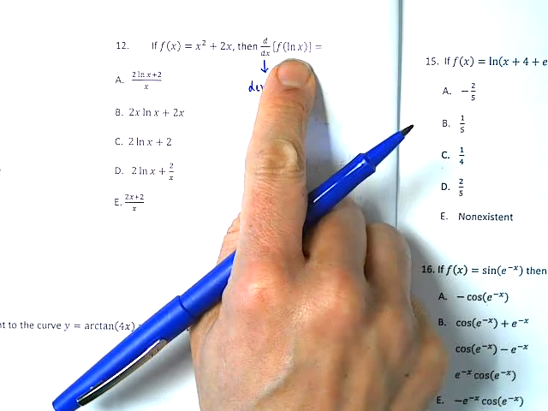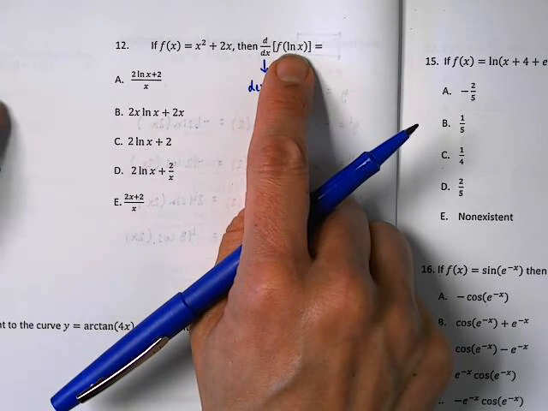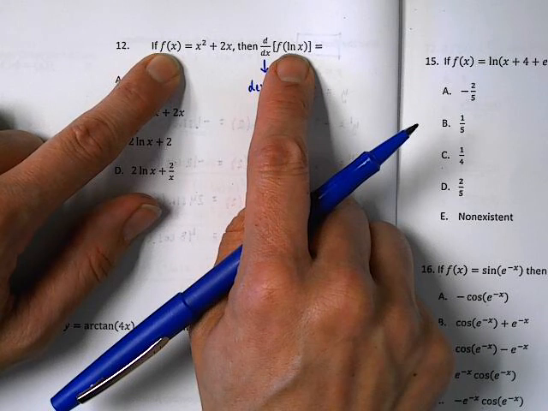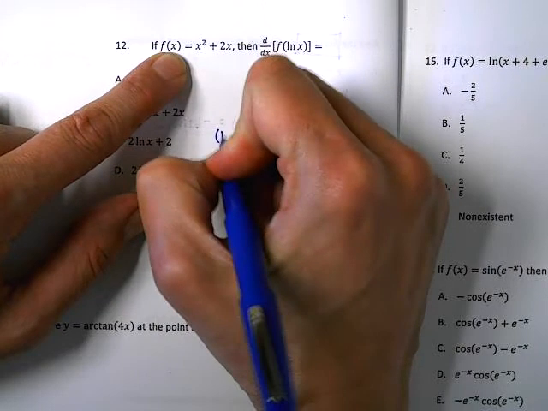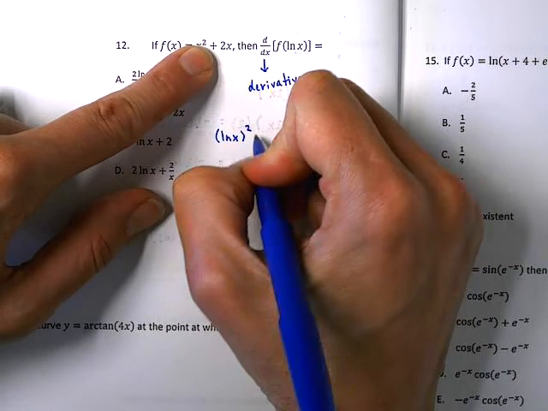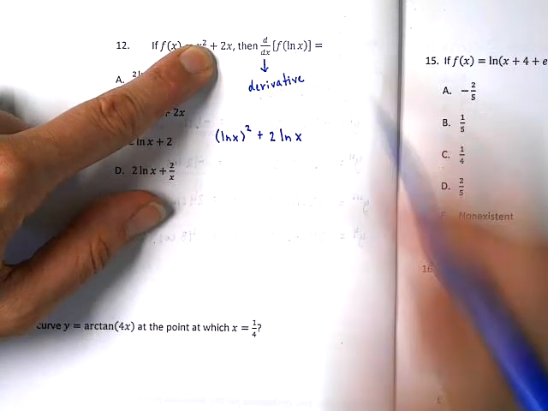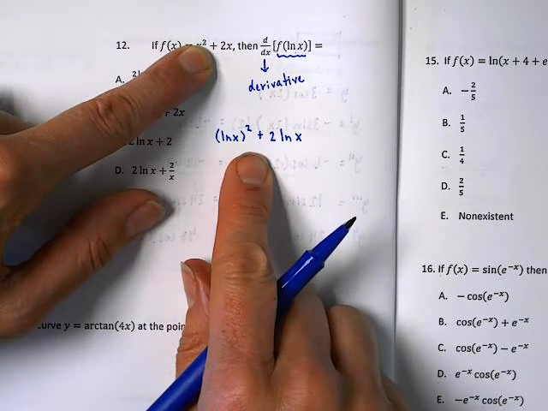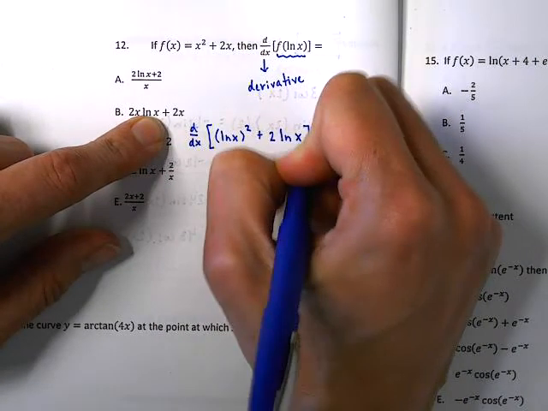Now we have to deal with this. So f of ln of x. Before I start trying to take any derivative, I'm going to figure out what this function is. So I'm going to look back at f, and wherever I had an x, I'm going to plug in a natural log of x. So now my function becomes natural log of x squared plus 2 times the natural log of x. That is this function f of ln of x. And now I'm just being asked to take the derivative of this function.